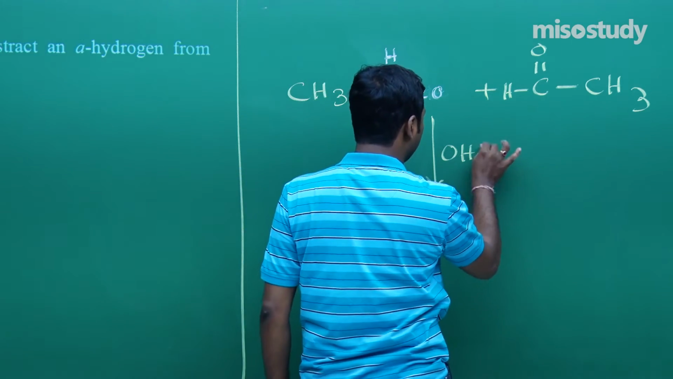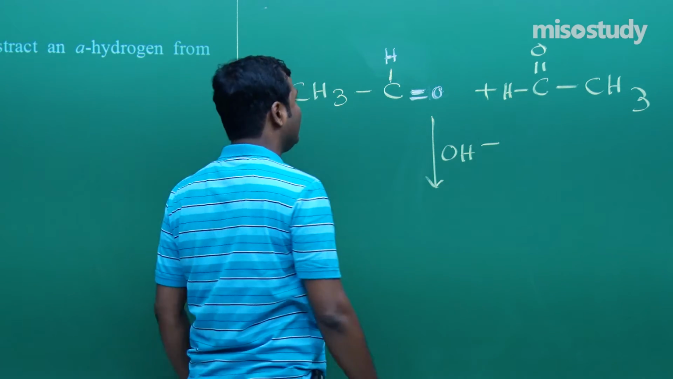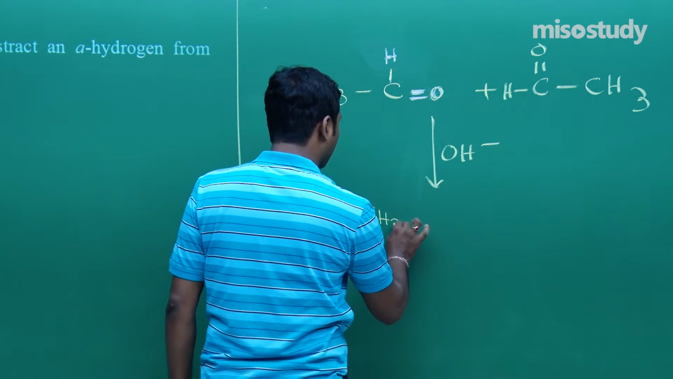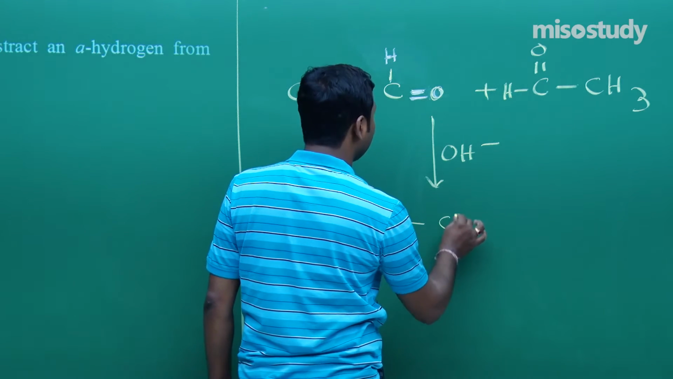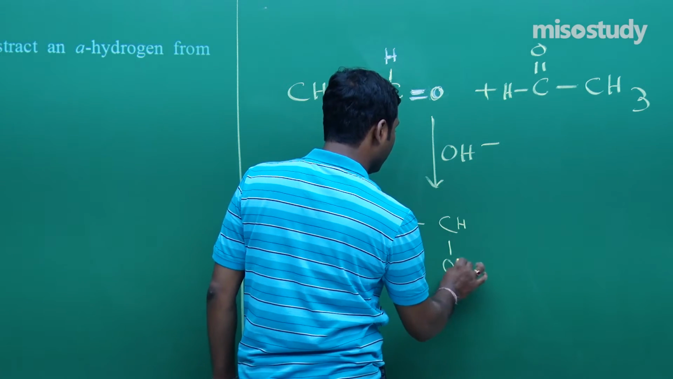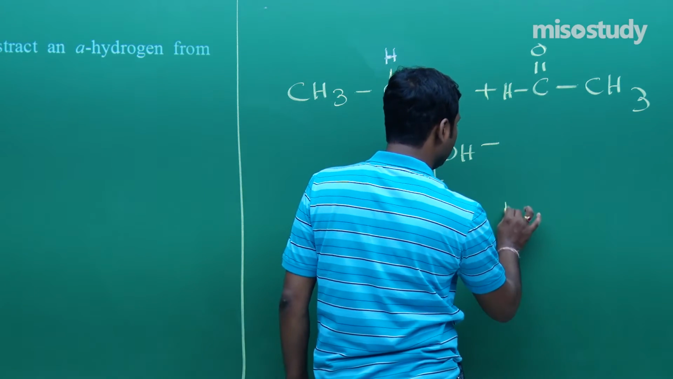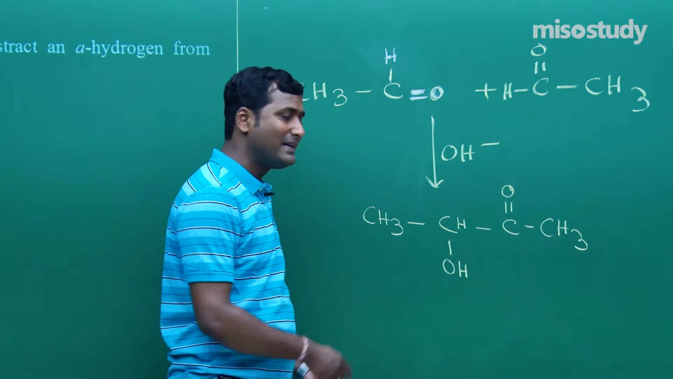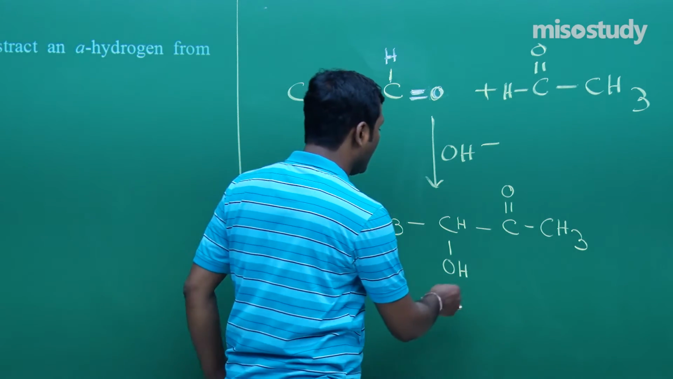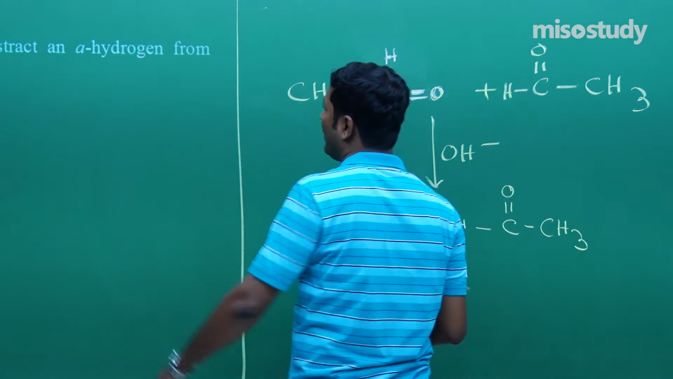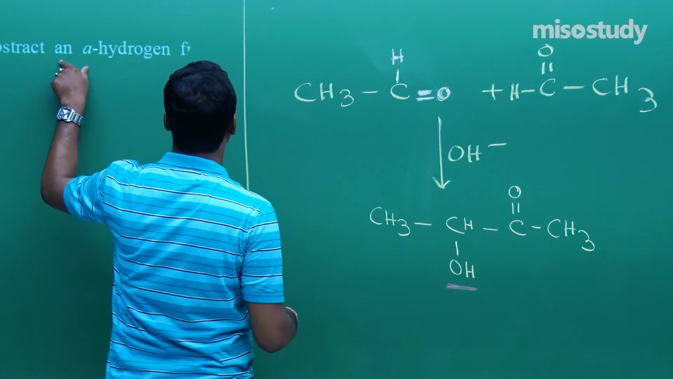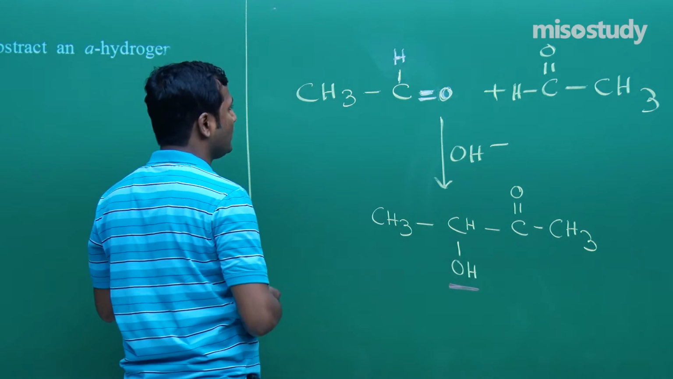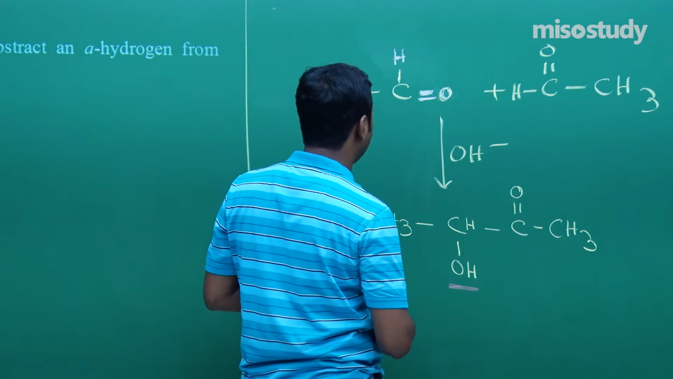When treated with base or acid, they combine and form this. This is C, this is H, put here OH, then C. Clear to you? This is known as aldol condensation. That is, a strong base can abstract alpha hydrogen. One more thing I have to mention here, that is the alpha hydrogen.